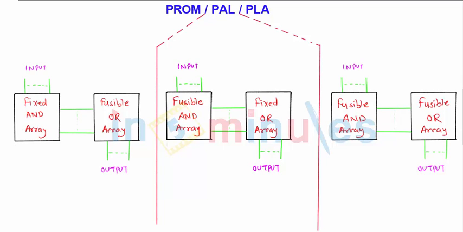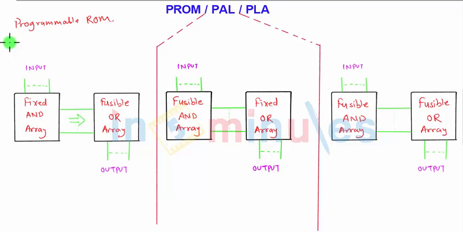So let us see how the combination is used between AND arrays and OR arrays here. In the PROM section, that is nothing but programmable ROM, what we have is the fixed AND array and the fusible OR array. The input conditions are given from here and the outputs are shown here. Fixed array, they go into fusible OR in this way, and the output is there with the fusible OR.